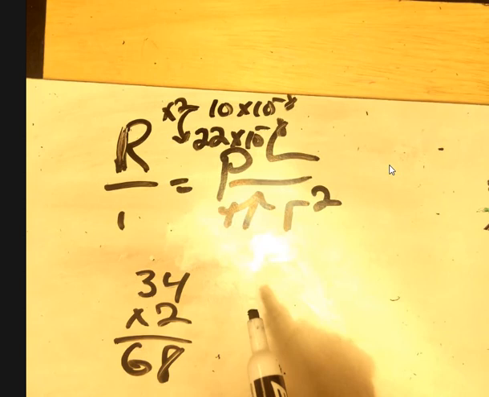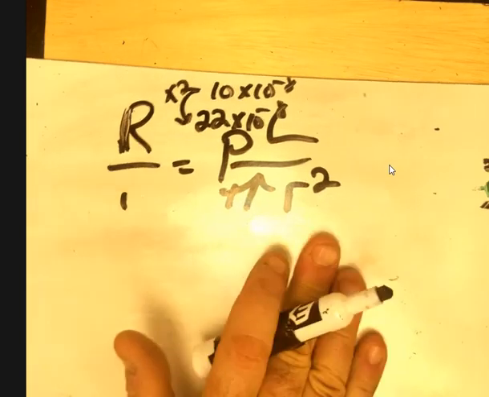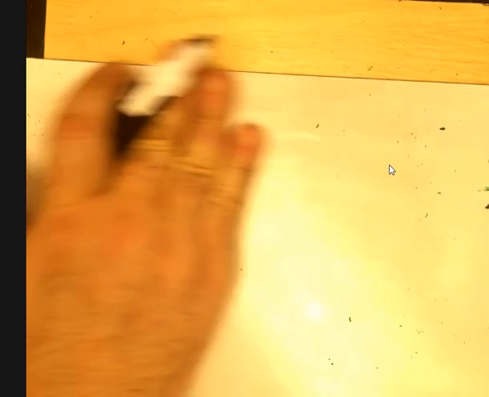Number 9, everything else being equal, which would have more resistance, a warm wire or a cold wire? From your reading, you should have found out that the higher the temperature, the more the resistance. And so option A will be your answer.